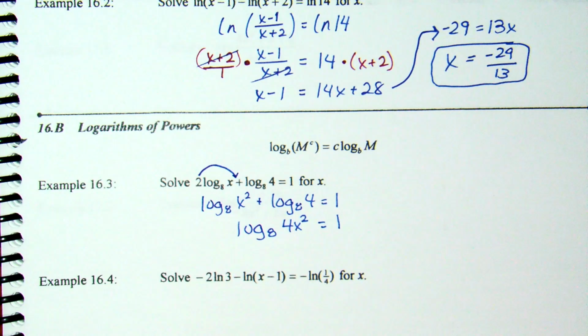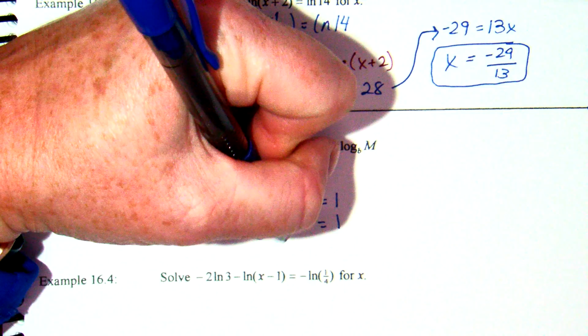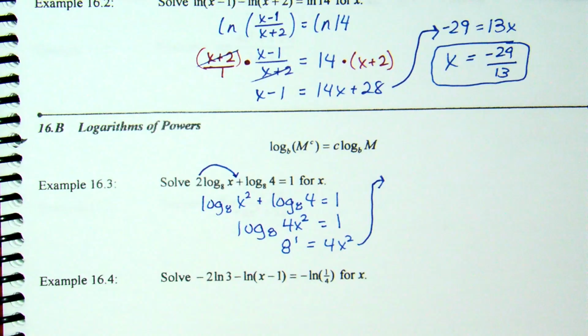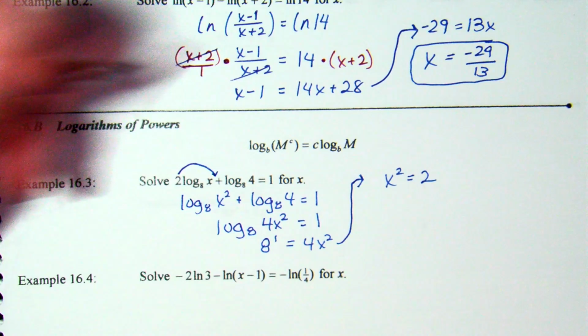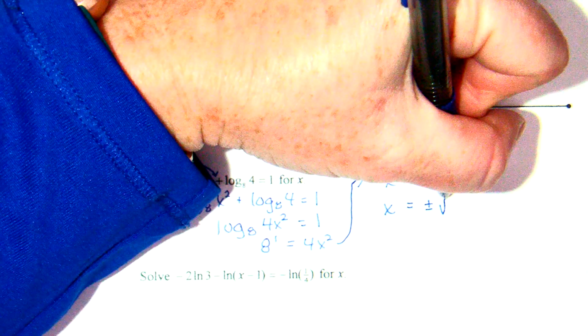Next step is left, right, middle. 8 to the first is 4x squared. Good news is 8 to the first, it's just 8. So if I have 4x squared equals 8, then divide by 4, x squared equals 2. If x squared equals 2, I take the square root of both sides, plus or minus the square root of 2.